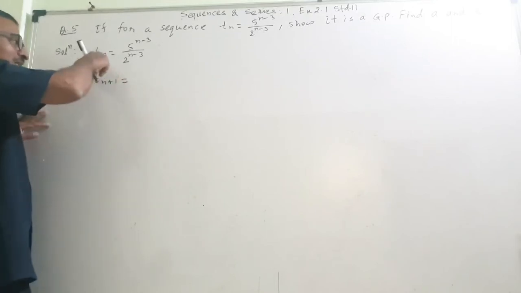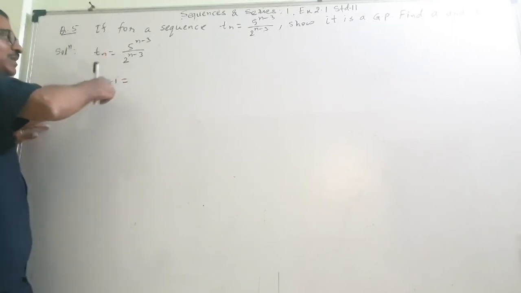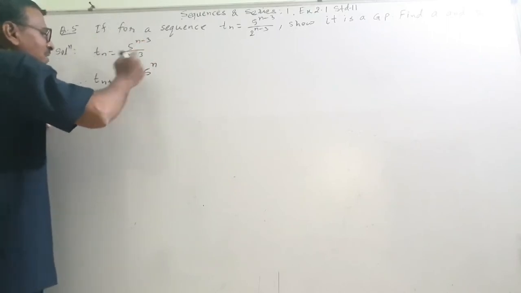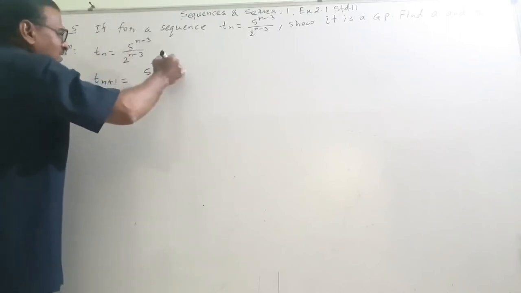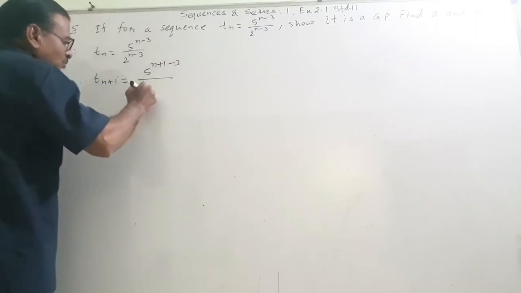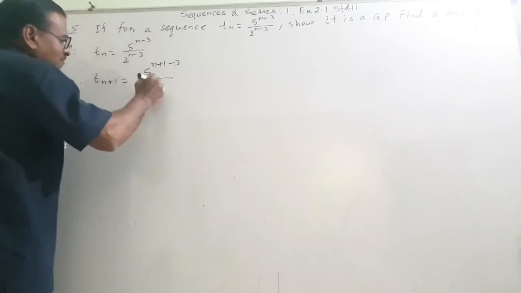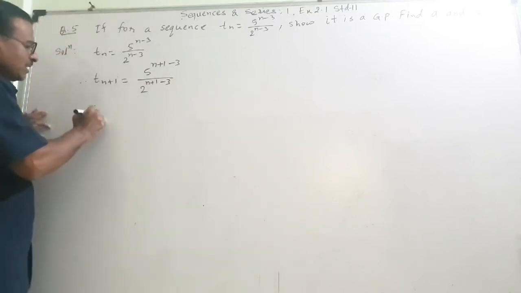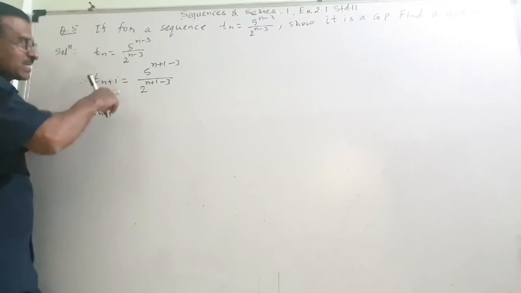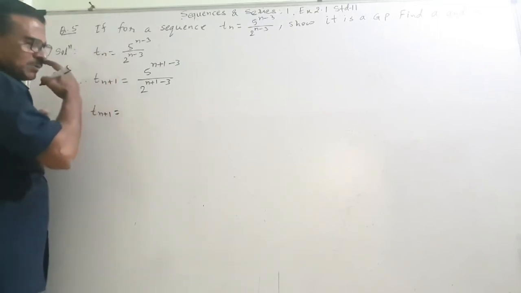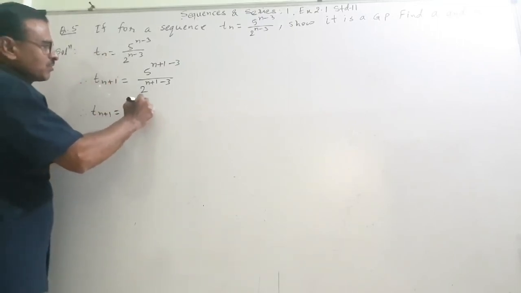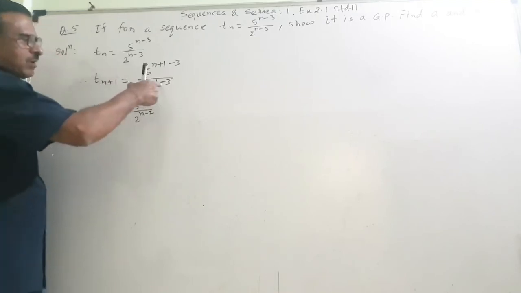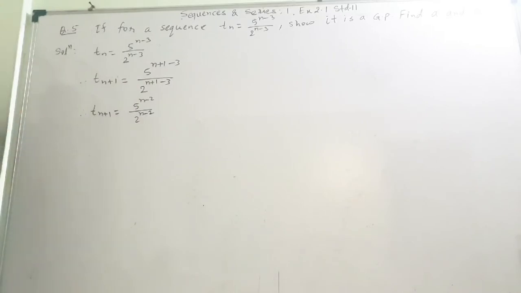That is equal to, at the place of n, I am writing n plus 1. So 5 raised to, at the place of n, what have I written? n plus 1, minus 3, upon 2 raised to, at the place of n, n plus 1 minus 3. So therefore Tn plus 1, meaning the next term to this, is equal to 5 raised to n minus 2 upon 2 raised to n minus 2. See this. Now I will take the ratio.